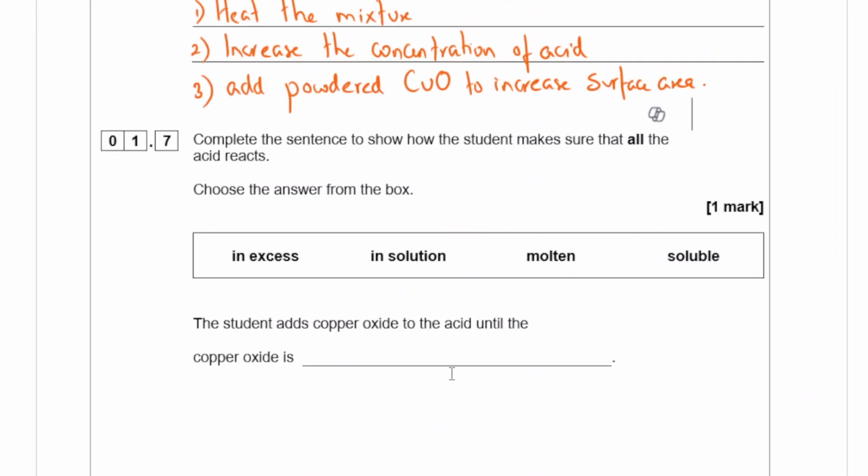Complete the sentence to show how the student makes sure that all the acid reacts. The student adds copper oxide to the acid until the copper oxide is in excess. Excess meaning that you've added too much so that it's not actually reacting anymore because all the acid has been neutralized by the copper oxide.